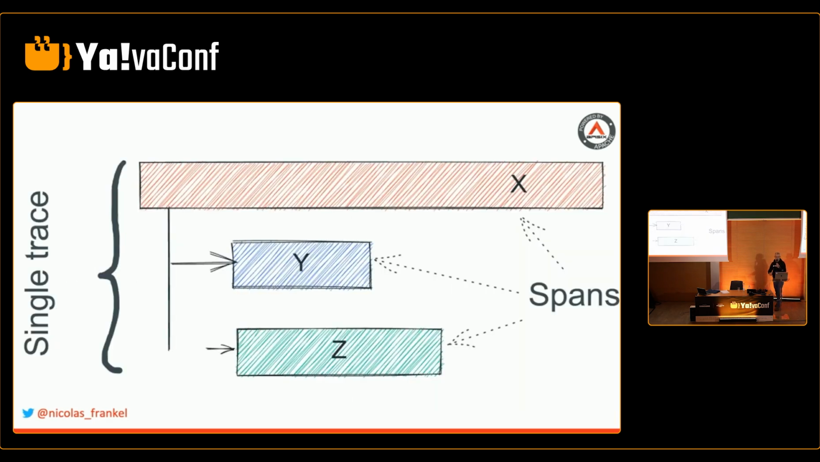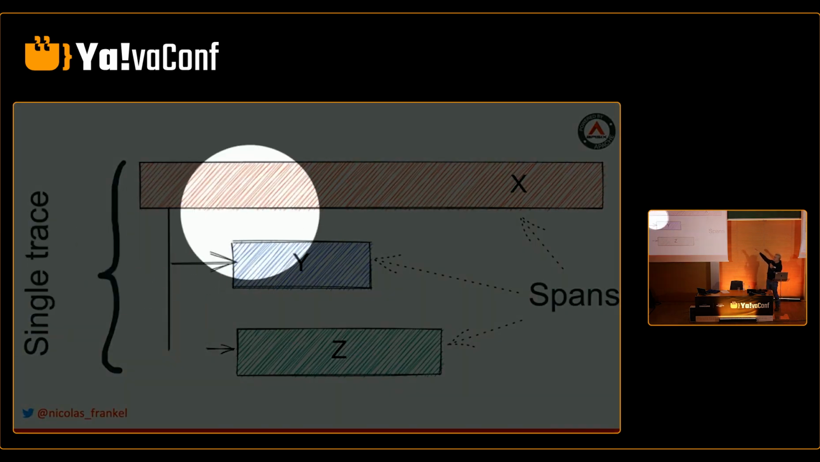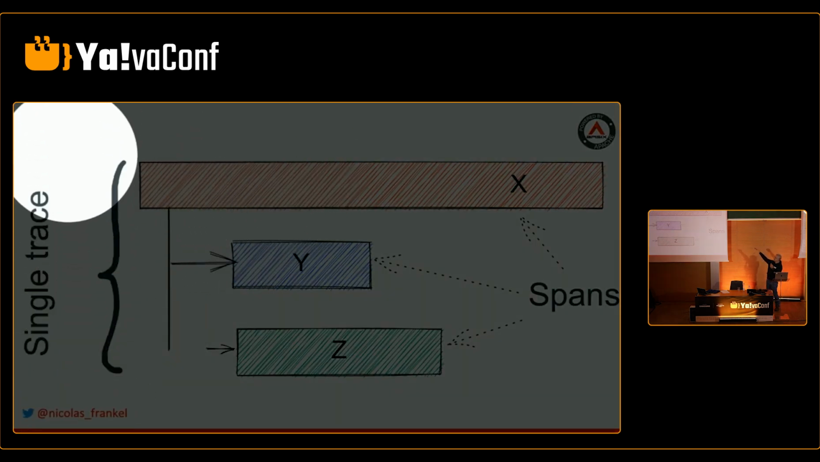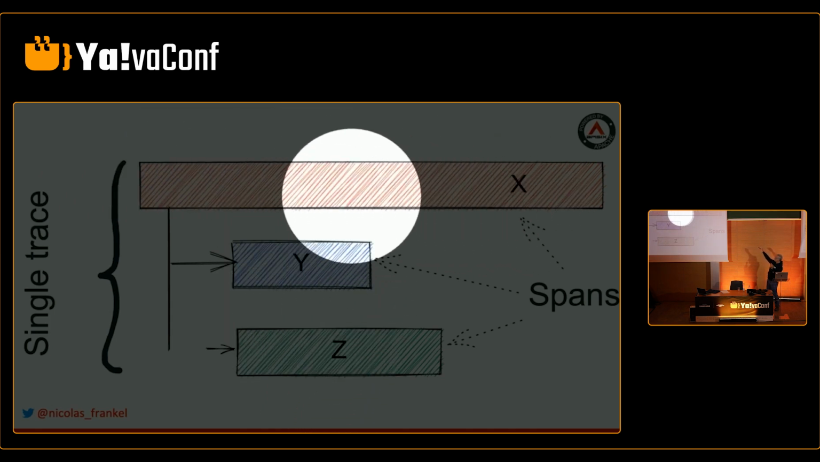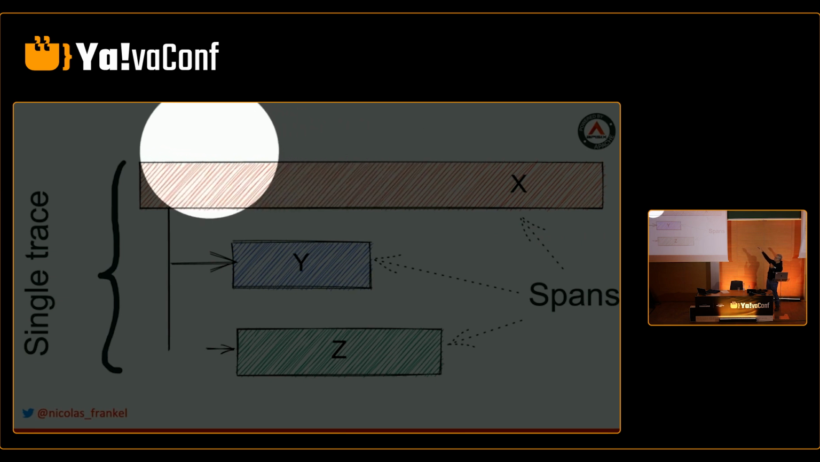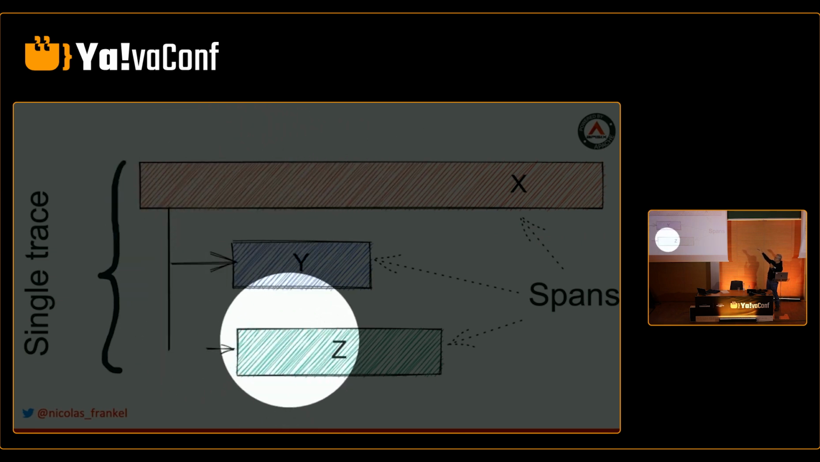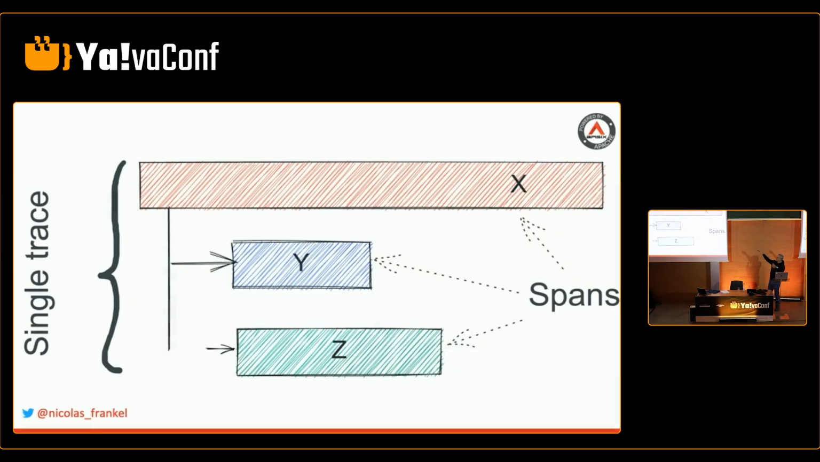Here is a diagram. You have a single trace, and three components, X, Y, and Z. X is the parent, the first one, and then it calls Y and Z. So they are child spans, and every span is bound in a child-parent relationship. Every span can trace its history back to a parent, and then back to a parent, until you reach the first one, which has no parent.